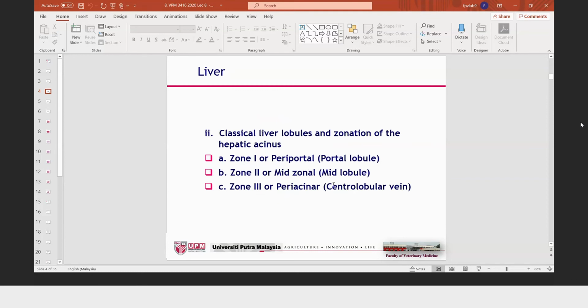How old is it? Probably books from before the 1980s, something like that. It's old books. But in new books, they refer to the lobule of the liver more towards zone 1, zone 2, and zone 3. They are more on zonal. So this is something that is a lesson learned.